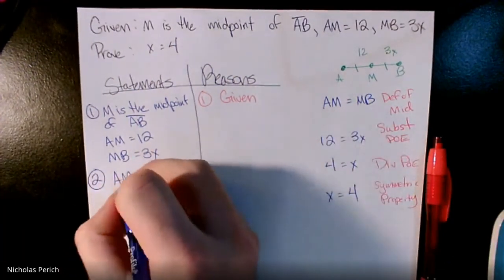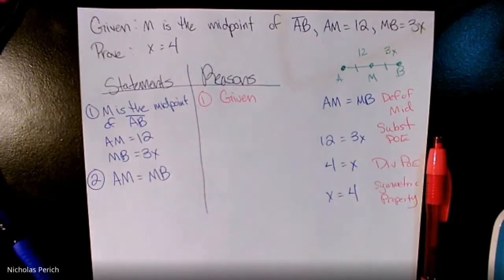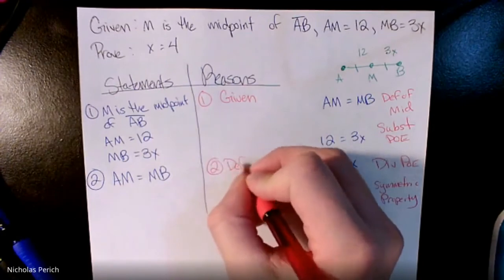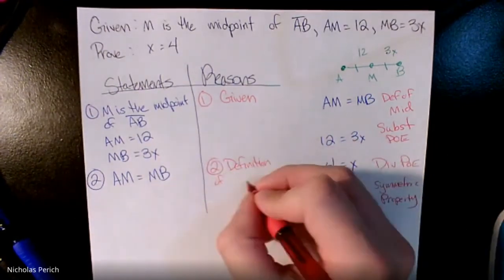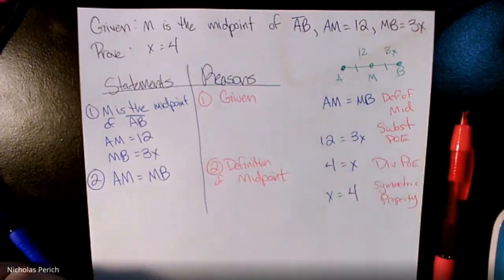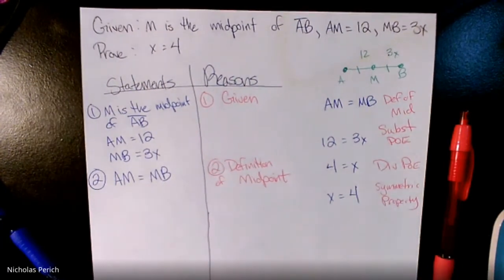Okay, now I'm going to go over here. I'm allowed to say that AM is equal to MB. And the reason why I said that was the definition of midpoint. Well, Mr. Perich, that's a really good idea, spacing things out so that your proof is nice and even. Thank you.